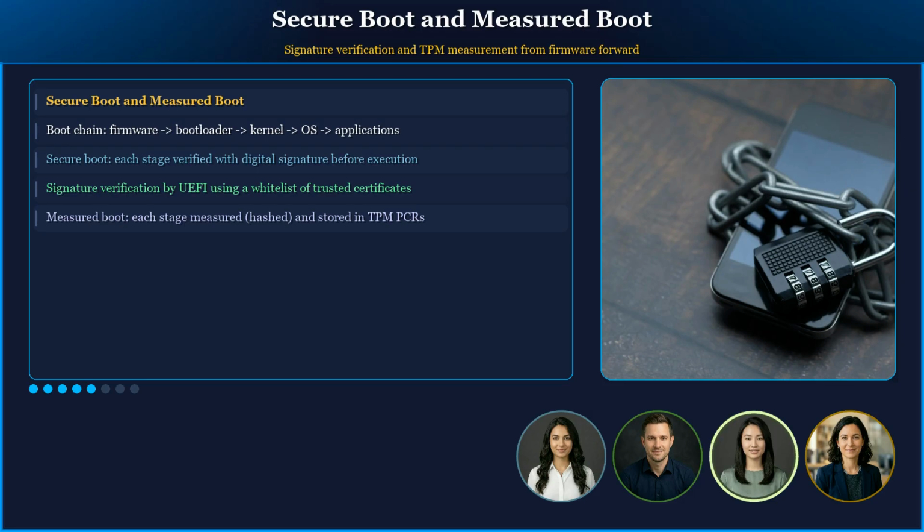The distinction: secure boot prevents unauthorized code from running at boot time. Measured boot records exactly what did run and allows remote verification. Secure boot is enforcement. Measured boot is detection and attestation. Together they form a chain of trust from hardware to operating system.